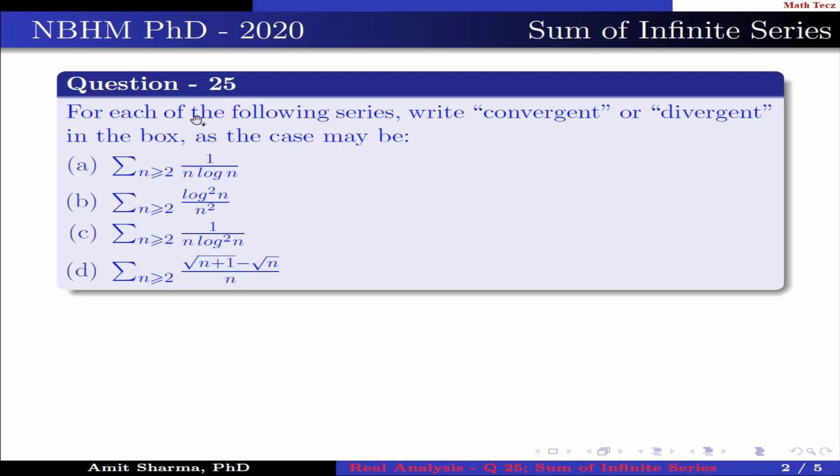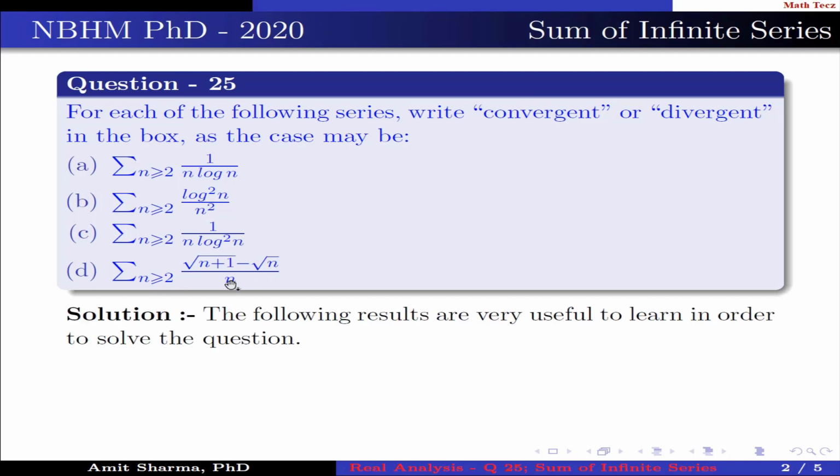Question is, for each of the following series, write convergent or divergent in the box as the case may be. Part A, summation n greater than or equal to 2, 1 upon n log n. Part B, summation n greater than or equal to 2, log square n divided by n square. Part C, summation n greater than or equal to 2, 1 upon n log square n. Part D, summation n greater than or equal to 2, square root of n plus 1 minus square root of n divided by n.